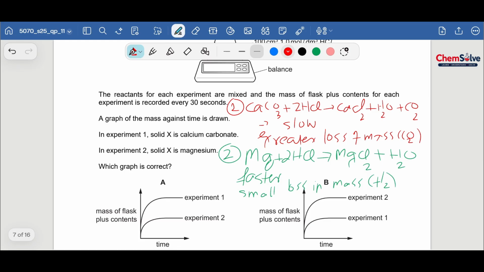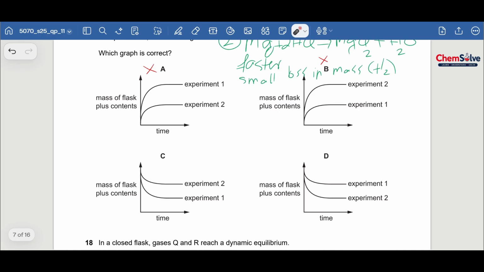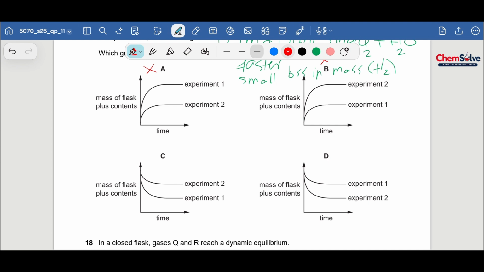So you can see options A and B are incorrect. Why? Because both of them show an increase in the mass of the flask plus contents. We know that if a gas is being produced, then it escapes from the contents and the mass should decrease. While in these two, the mass is increasing, so these are not our options. We have to decide between C and D.